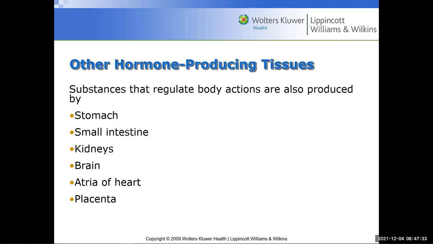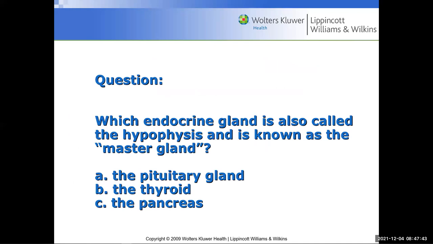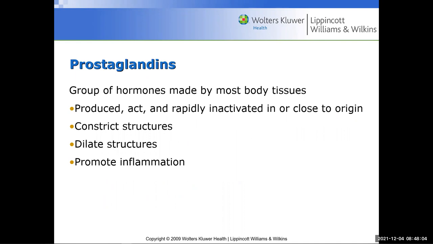Other hormone-producing tissues are located within the stomach, the digestive tract, the kidneys, brain, atria of the heart, and placenta as well. All right, which endocrine gland is also called the hypophysis, and is the master gland? So when you hear master gland, which one comes to mind? Pituitary gland, right, that's the master gland. Very good.